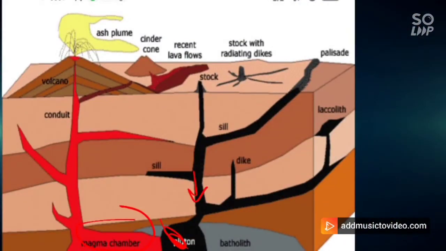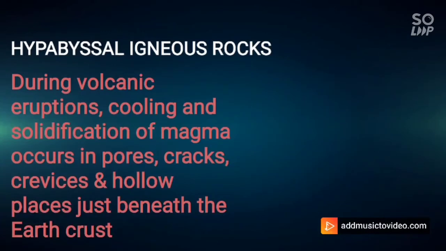Now, high-basal igneous rocks. There is a fracture and magma is actually coming out. There is a pore, it's going and filling. There is another pore, it's going and filling. During a volcano eruption, when magma is coming from the magma chamber, it fills the cracks, pores, crevices and all just below the surface of the earth.